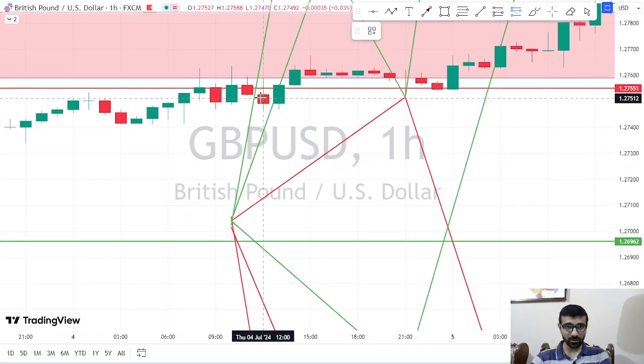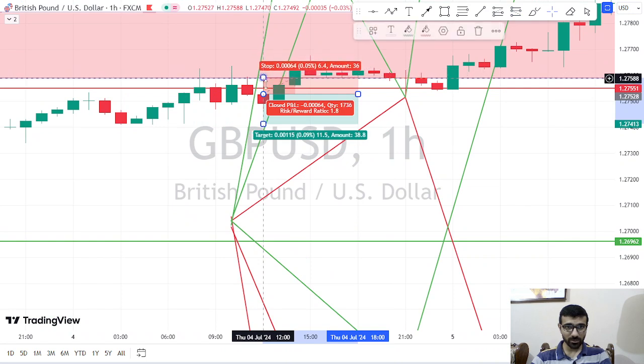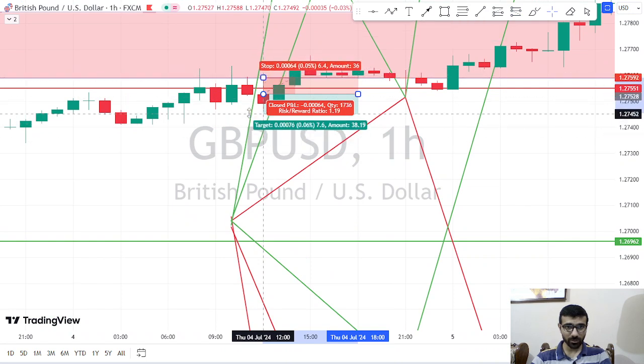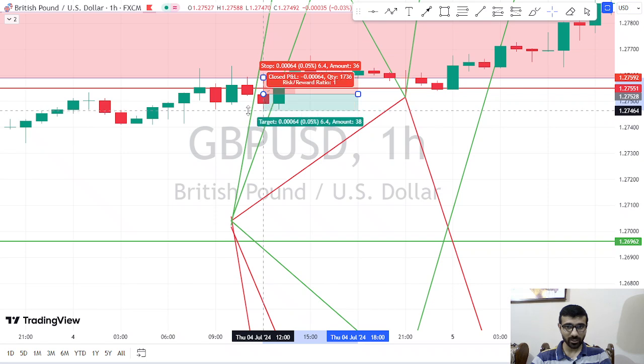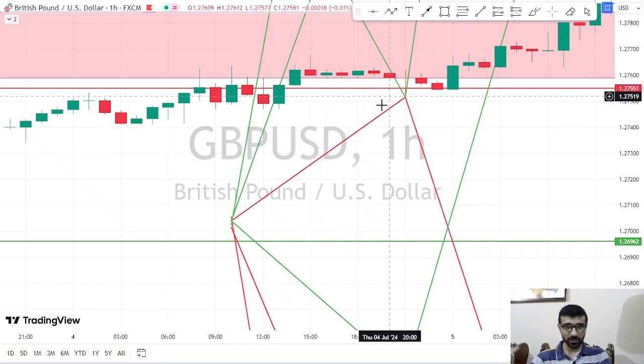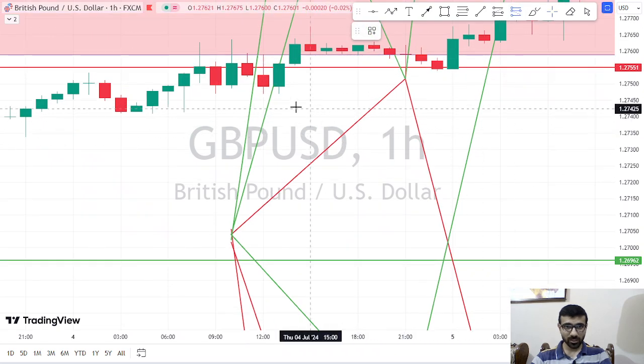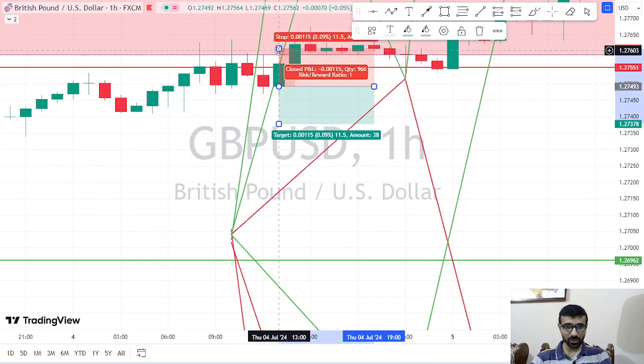This will be our trade number one from here. Our stop loss will be just above this previous candle, and our take profit will be approximately over here, giving us a take profit of 0.8%.